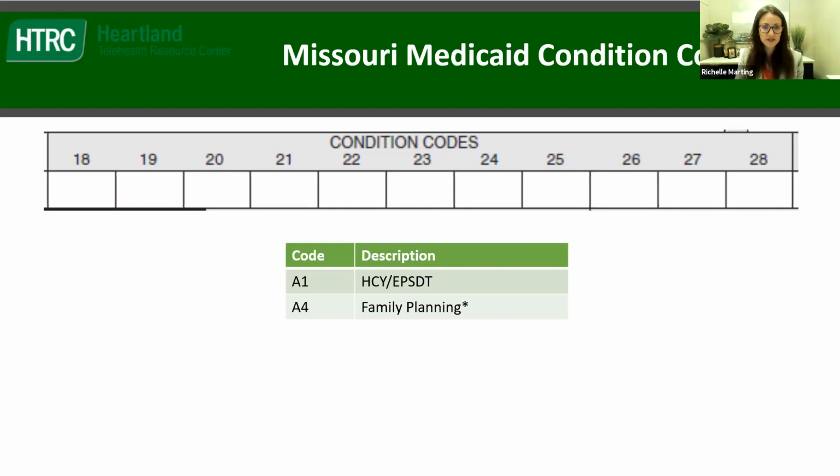And then if any family planning services were done during the encounter, then we're going to put the A4 condition code on the claim as well. And Missouri Medicaid has a rule that we can't commingle any services that involve family planning with other services on the same claim. So if you are providing family planning, you put the A4 condition code here on the claim. And anything that's not related to family planning will have to go on a separate UB04 claim form submission to Missouri Medicaid.